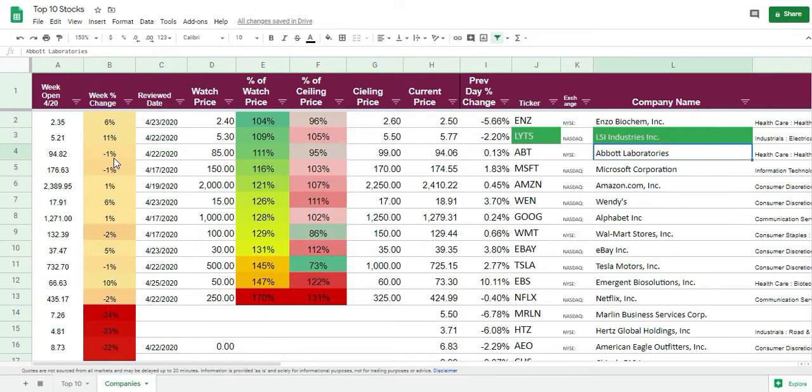Abbott Laboratories is down 1%. They're a testing company, but they're big. They're going to continue. I think they will get to $100 a share. Microsoft down 1%, didn't do much this week. Amazon up 1%. This is not a lot of movement there. Wendy's up 6% this week.